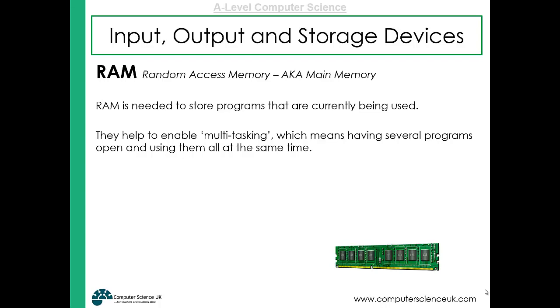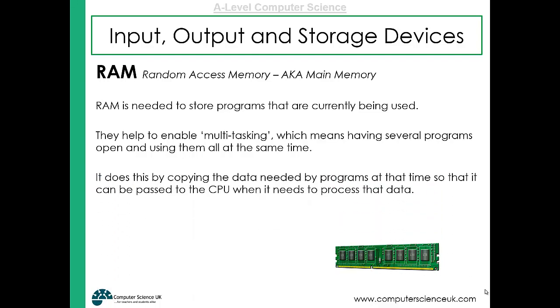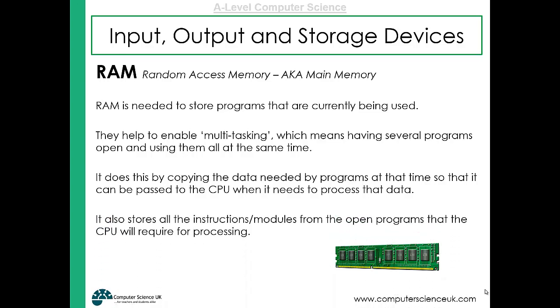And RAM helps us with multitasking. So it means having several programs open and using them at the same time. So it copies the data needed by programs at that time so that it can be passed to the CPU when it needs to process that data. It also stores all the instructions and modules from the open program that the CPU will require for processing.